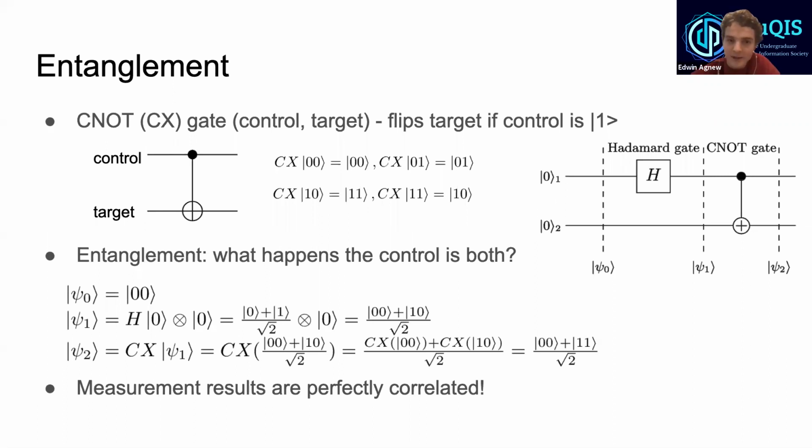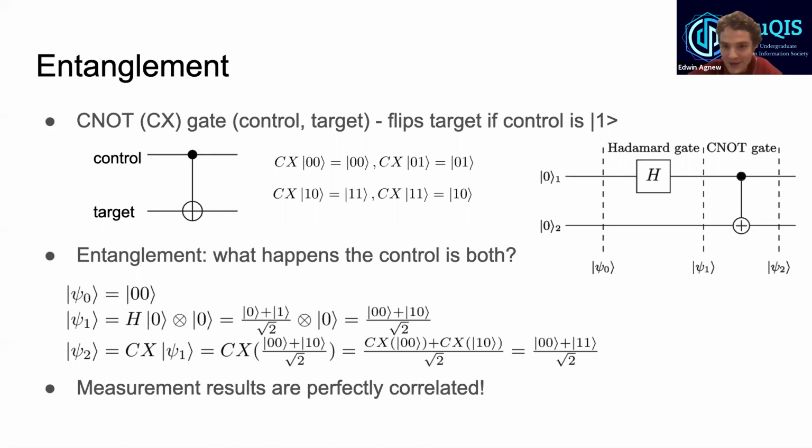This is all fine, but if we're thinking quantum mechanically, we've got to ask, what happens when the control is both? What happens when the control is in a superposition? Does it flip the target? Does it not flip the target? Doesn't make any sense. So the answer is, we have to use the linear algebra that God has given us.